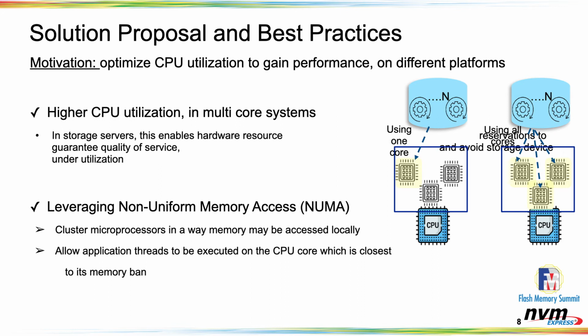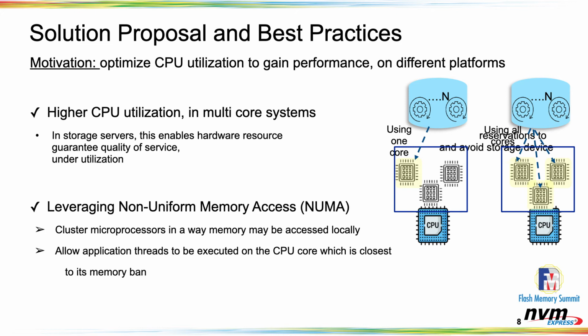We covered the benefits, but also the challenges of setting CPU core affinity, which will eventually lead to higher CPU utilization in multi-core systems and results in better performance characteristics such as IOPS and latency. If we focus on storage servers, we can understand that these settings will enable hardware resource reservations and guarantee quality of service by avoiding storage device underutilization.